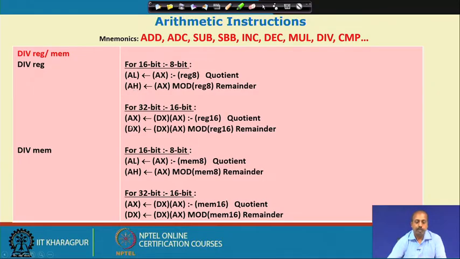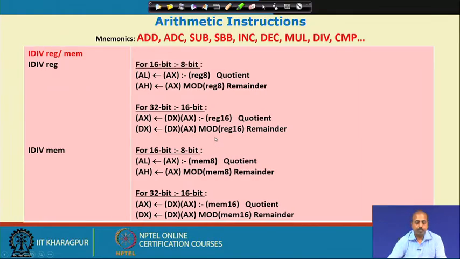For 32-bit operation, the DX:AX pair is expected to hold the dividend, which is divided by the 16-bit register divisor. After division, AX gets the quotient and DX gets the remainder. This way the division operation is carried out. Similarly, we have the IDIV instruction.